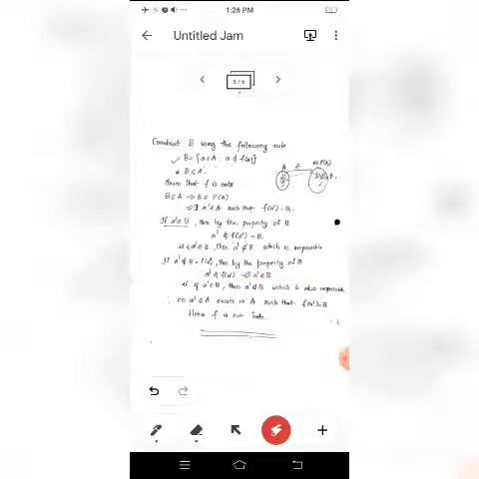If a' does not belong to B, then what does it imply? It implies a' belongs to B, which is also impossible. Therefore, no a' belonging to A exists such that f of a' equals B.